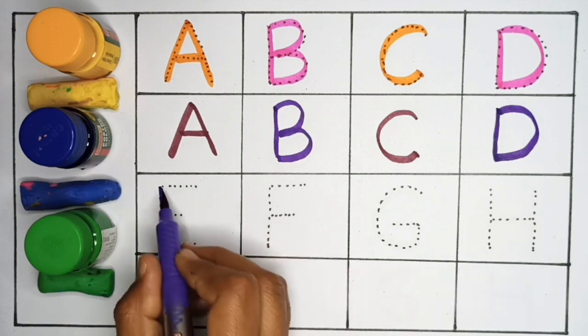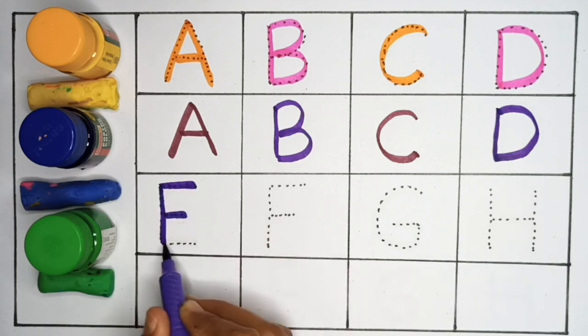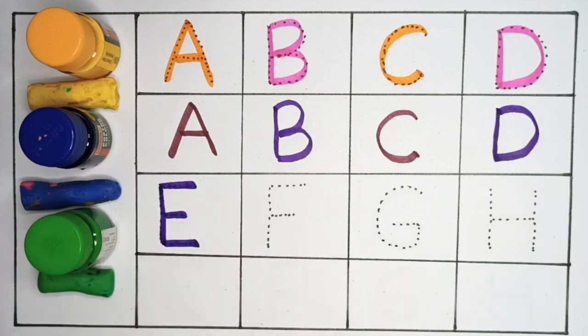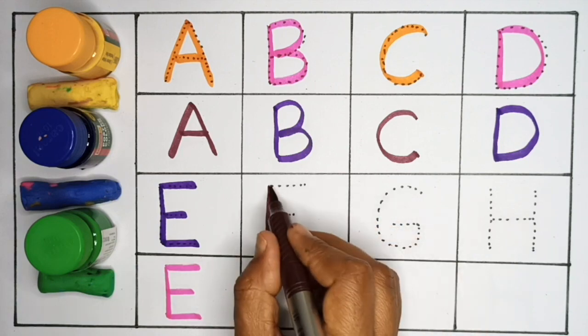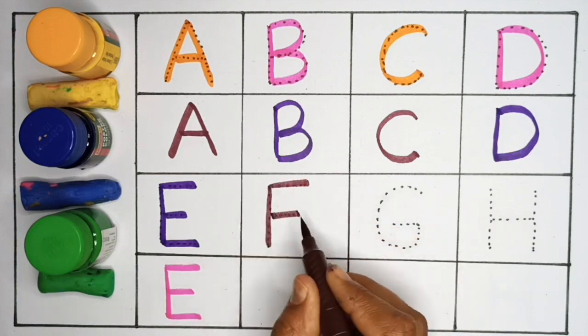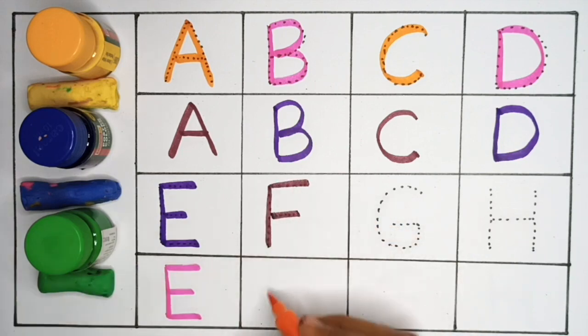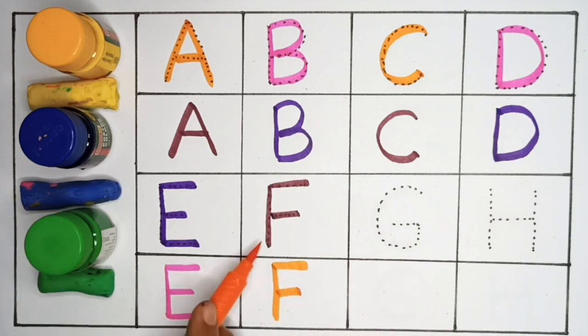E. E for elephant. E. E for elephant. F. F for fish. F. F for fish.